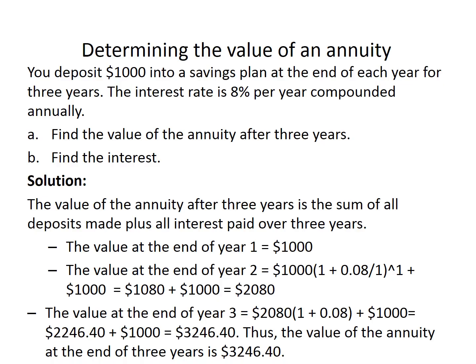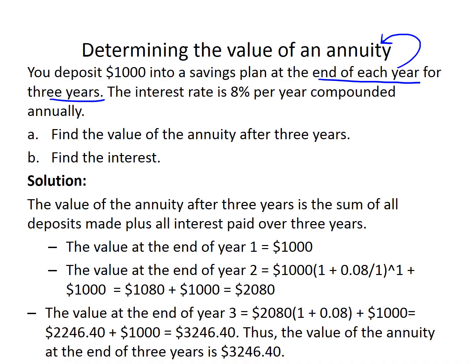So suppose you deposit $1,000 into a savings plan at the end of each year for 3 years. This tells you right now that it is an annuity because it's multiple deposits. The interest rate is 8% per year compounded annually. Find the value of the annuity after 3 years and find the interest.